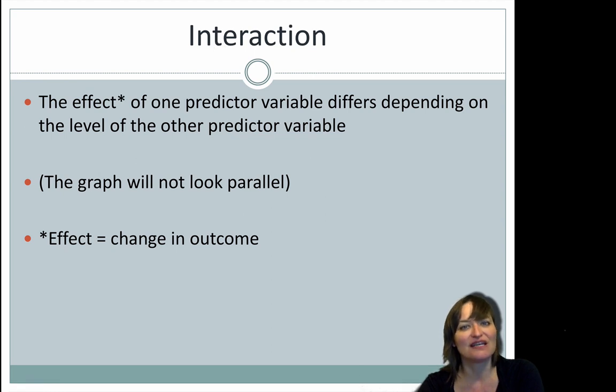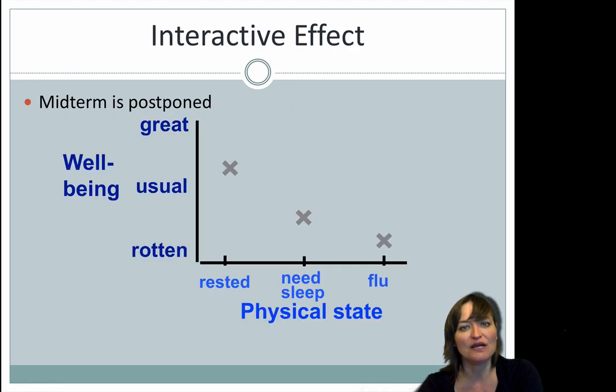An interaction: the effect of one predictor variable differs depending on the level of the other predictor variable. And so these graphs will not look parallel. So if you've got your well-being just based on your physical state, and then you arrive at school and find that a midterm is postponed, if you were well rested, your feelings of well-being would probably decrease. You'd probably be quite frustrated that the midterm was postponed. If you needed sleep and your midterm was postponed, okay, that's pretty good. That makes you feel a little bit better.